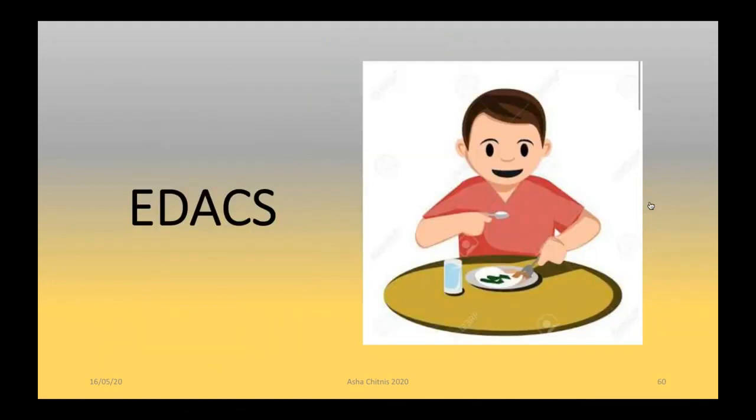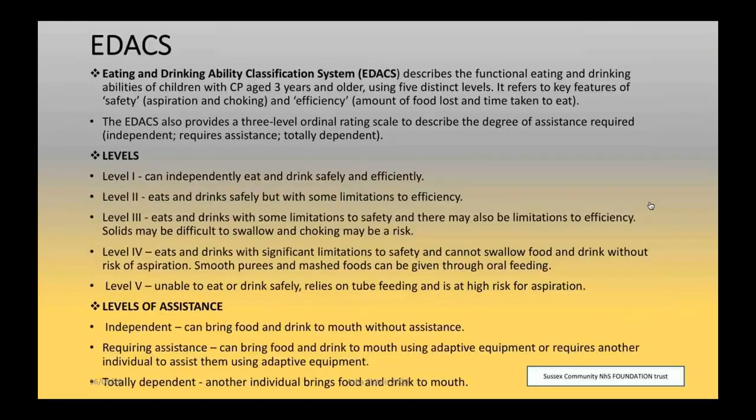The last classification system is about EDACS. It's very, very important because this is where you're really going to look at your swallowing. Never did early intervention, your swallow breathing comes by 2 weeks. This is talking about the eating, drinking, and ability classification system. Level 1, they independently eat and drink safely and efficiently, no problems. Level 2 also they can do it, but with more time and less efficiency.